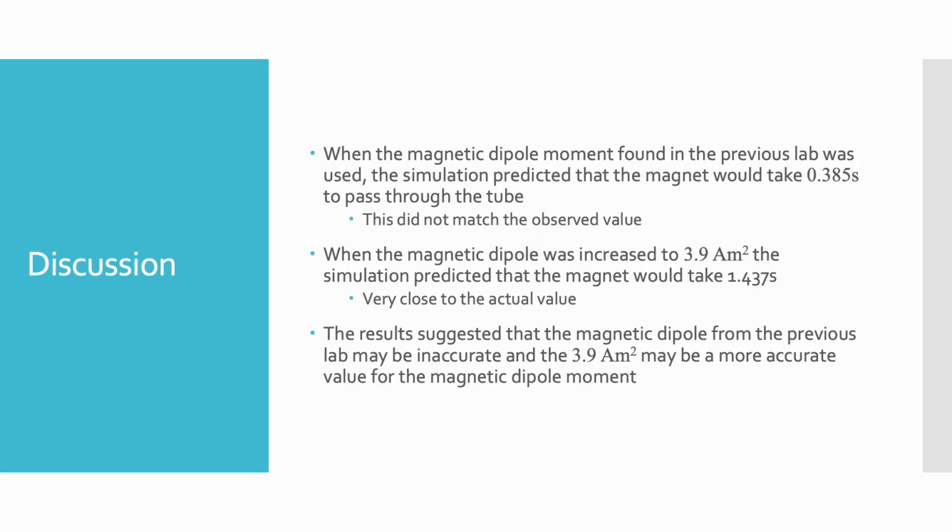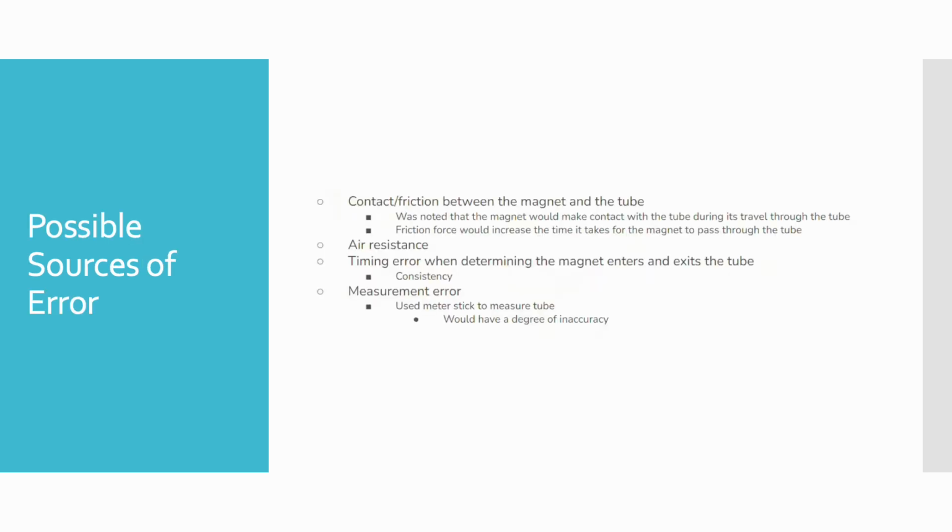So for the discussion, the magnetic dipole moment found in the previous lab was used. The simulation predicted that the magnet would take 0.385 seconds to pass through the tube. This did not match the observed value. The magnetic dipole was increased to 3.9 A·m². The simulation predicted that the magnet would take 1.437 seconds, which is very close to the actual value. The results suggested that the magnetic dipole from the previous lab may be inaccurate and that the 3.9 A·m² may be a more accurate value for the magnetic dipole moment.